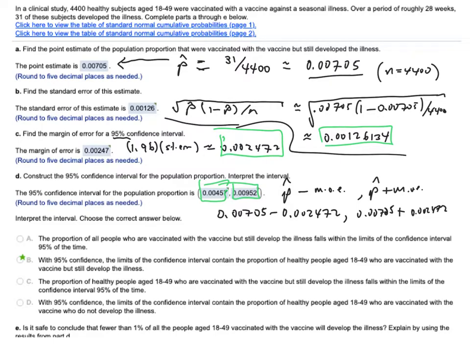The 5-step process that we gave was find the point estimate, the standard error, the margin of error, find the upper and lower limits of the confidence interval, and then state your conclusion in plain language. Here, the statement, you can see letter B down there says basically we're 95% sure that the true proportion is in between these two numbers in the confidence interval.